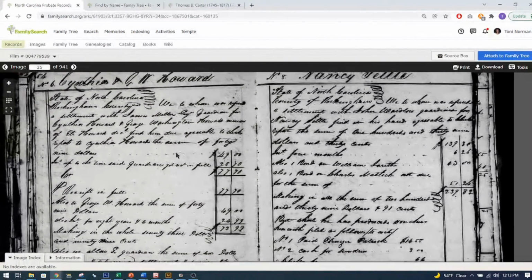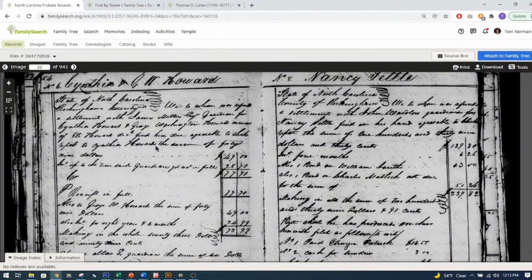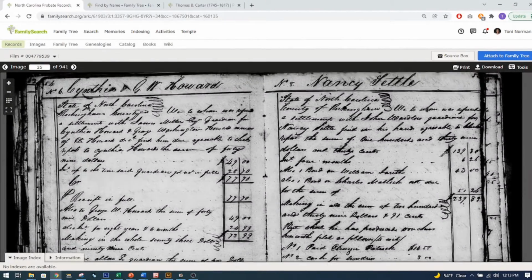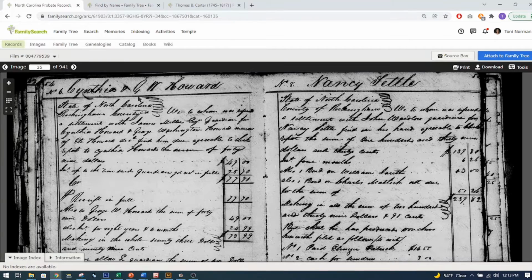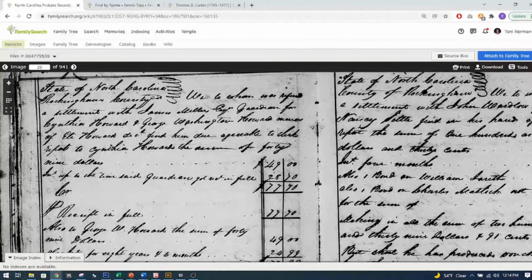And most of these that are in this area are guardianship. So we have a Cynthia and a G.W. Howard. So here we go, North Carolina, Rockingham. And it's a settlement with James Miller. I'm not sure what that is, but guardian for Cynthia Howard and George Washington Howard, minors of Eli Thomas.